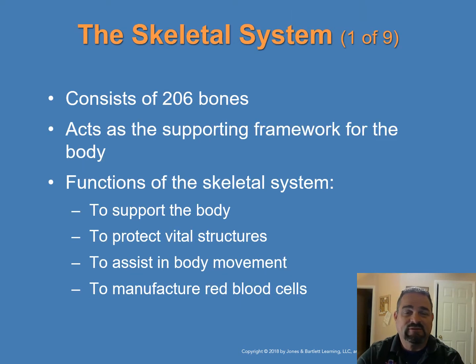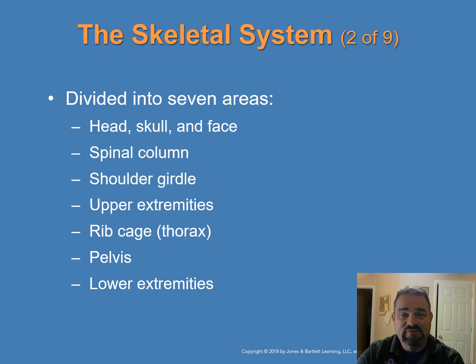So the skeletal system consists of 206 bones. It acts as the supporting framework for the body. The specific functions of the musculoskeletal system are to support the body, to protect vital structures, to assist with body movement, and to manufacture red blood cells. It is divided into 7 areas: the skull and the face, the spinal column, the shoulder girdle, the upper extremities, rib cage and thorax, pelvis, and the lower extremities.